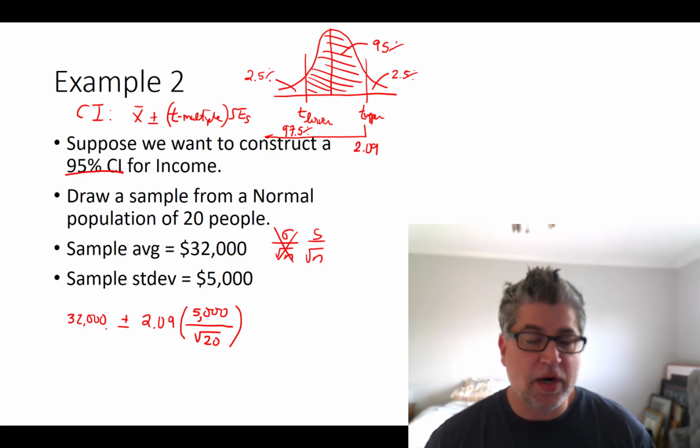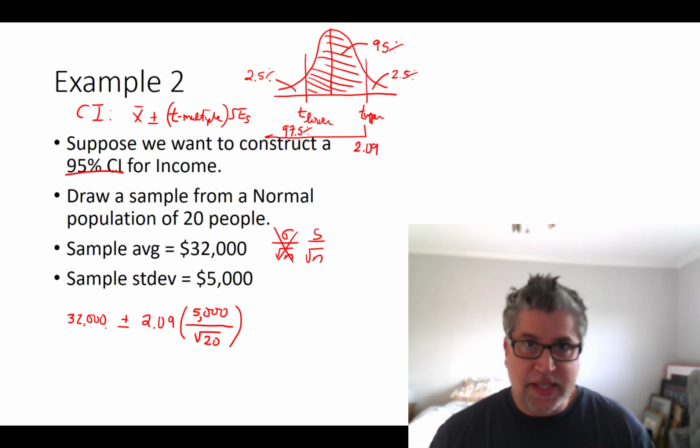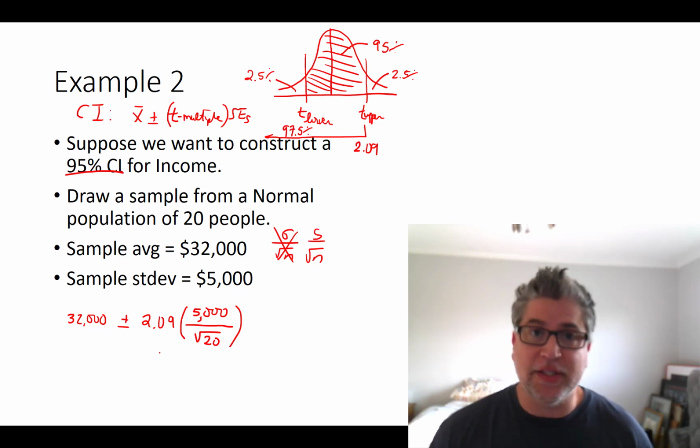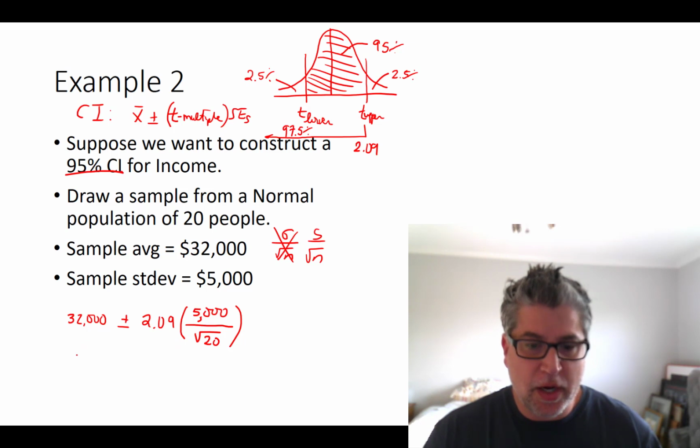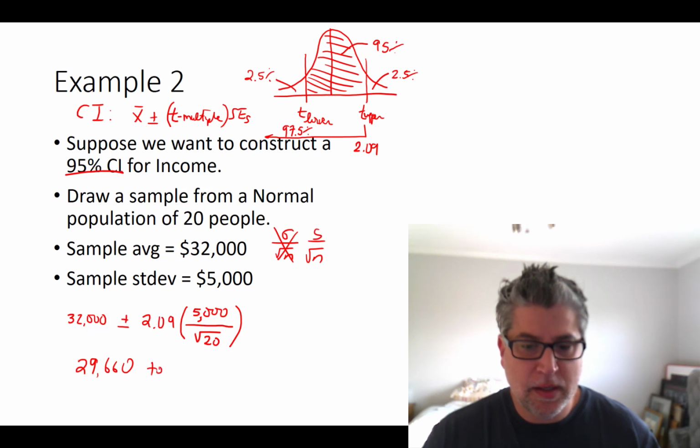So this is our confidence interval. Let's key in those specific numbers so we can get our final answer. So after we key that into our calculator, we're going to get a confidence interval of 29,660 to 34,340.